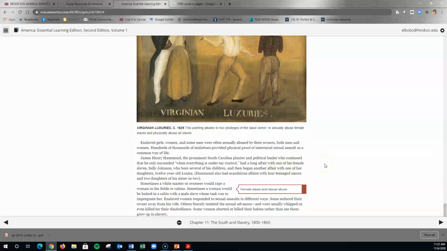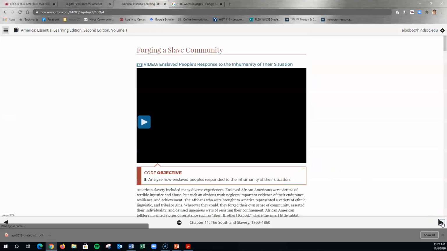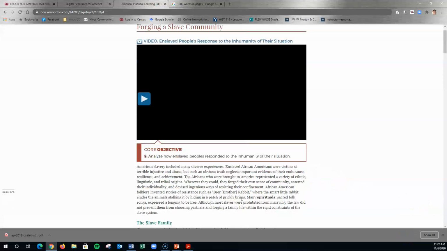Thomas Jefferson had a long-term relationship with one of his slaves. It happened on virtually every plantation. Girls as young as 14 and 15 would be abused by the slave owners. So it was a very brutal association.